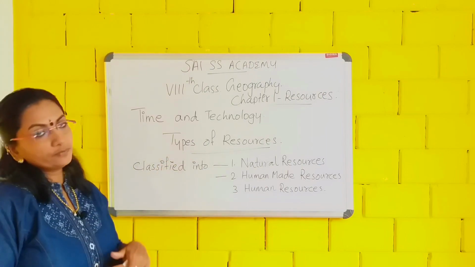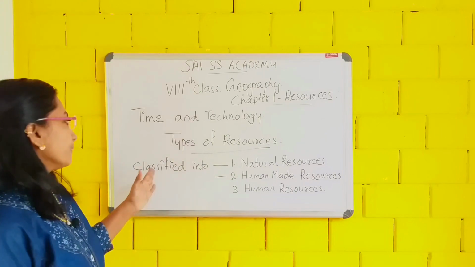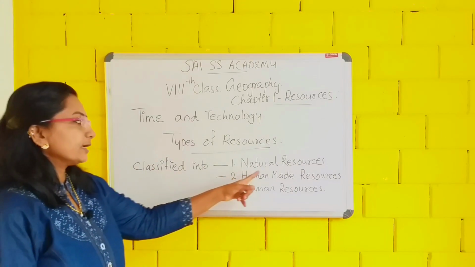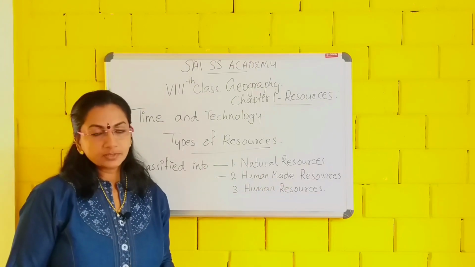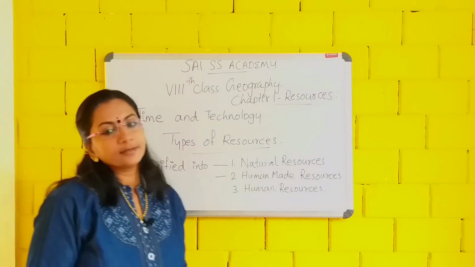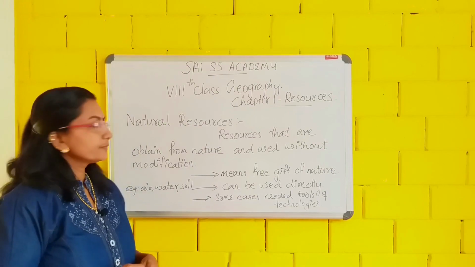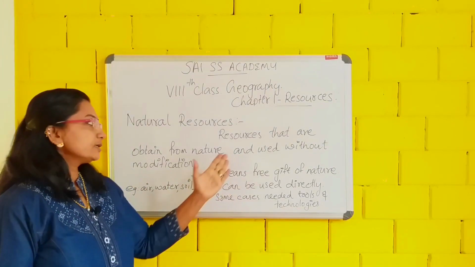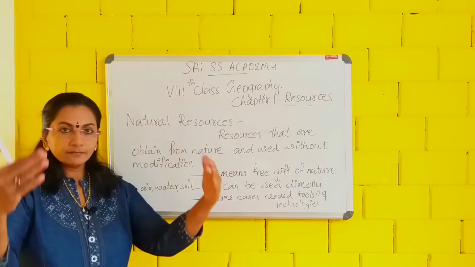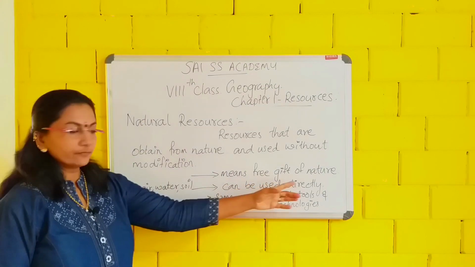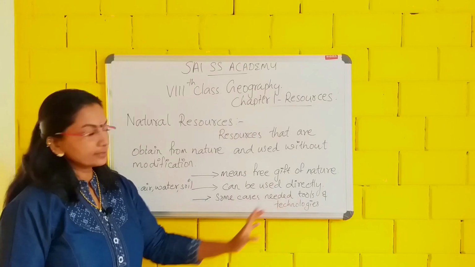Second, types of resources. Next, we are going to learn about the types of resources. The types of resources are classified into natural resources, human-made resources, and human resources. Here comes the first point, natural resources. What is a natural resource? Resources that are obtained from nature and used without modification. Three points are there: a free gift of nature, can be used directly, and in some cases need tools and technologies.